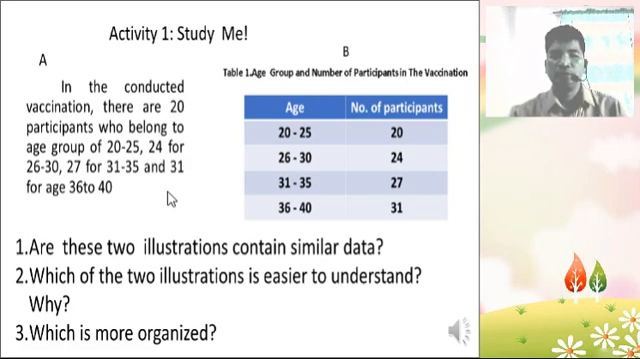How about number 2? Which of the 2 illustrations is easier to understand and why? Well, the illustration that is easier to understand is illustration B. Why? Because as you can see, illustration B is properly labeled and they are categorized. So it is easier to understand illustration B than illustration A. How about number 3? Which is more organized? Yes, letter B is still more organized than illustration A.